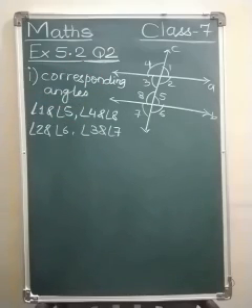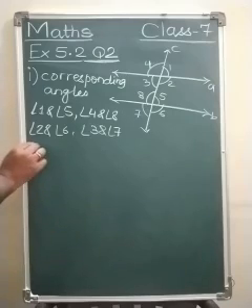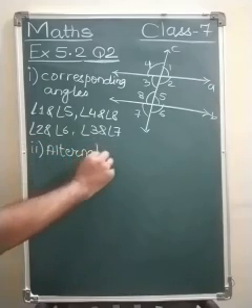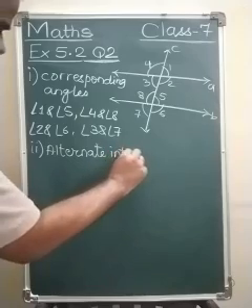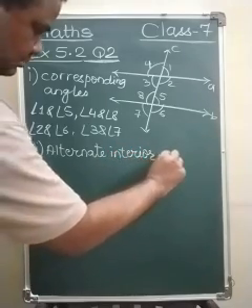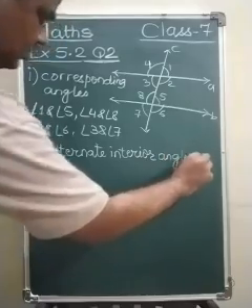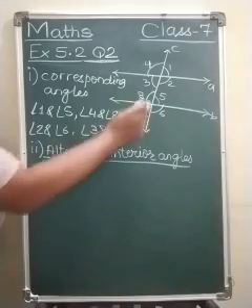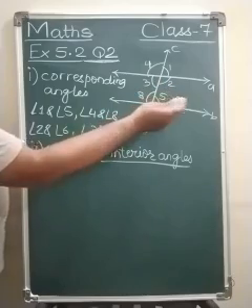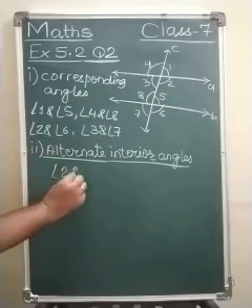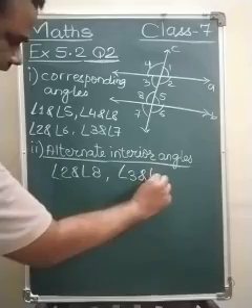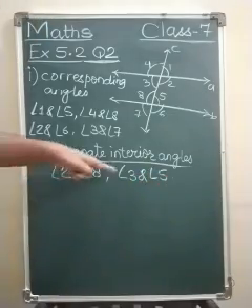Second type of angles, pairs of alternate interior angles. Alternate interior angles. Angle 2 and angle 8, angle 3 and angle 5. Alternate interior angles.